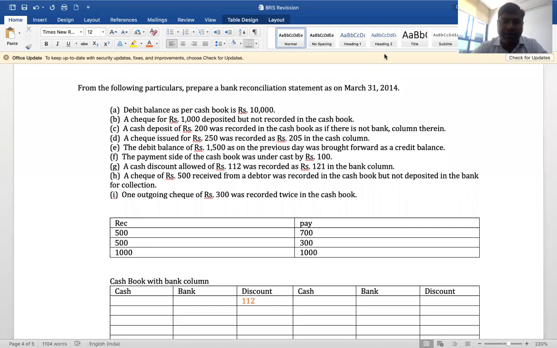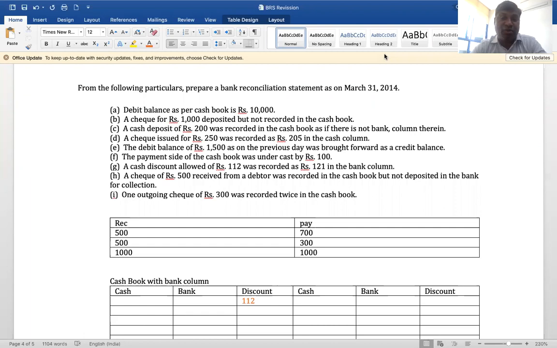We were talking about the reasons for mismatch between the cash book and the passbook. As I told you, the passbook is the replica of the book maintained by the banker. Earlier they used to give a copy of the original passbook maintained by the banker, a copy of that is given to you as a small booklet.